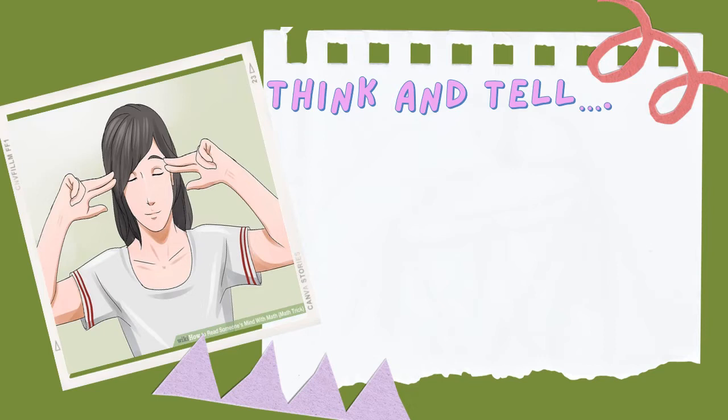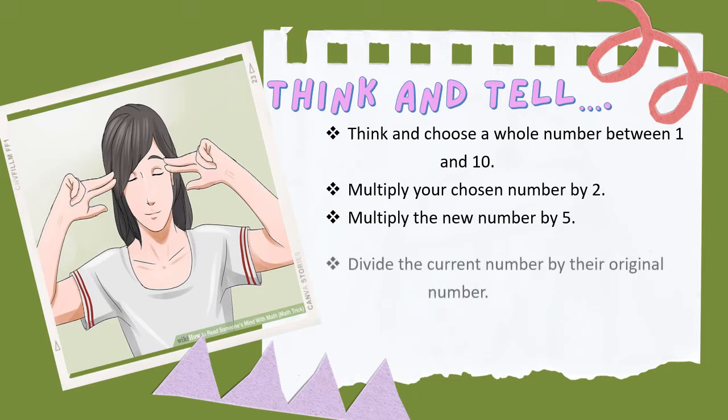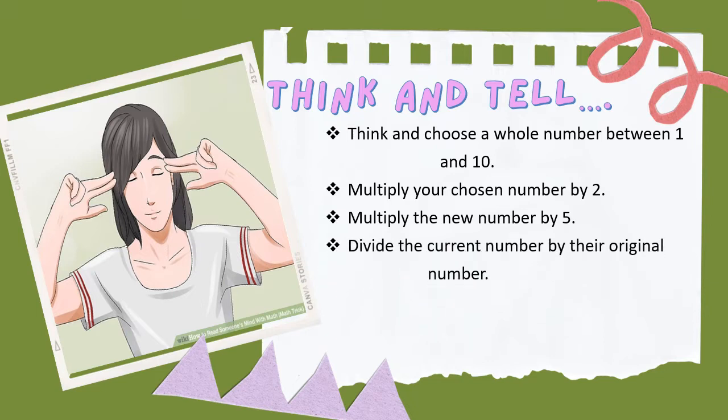Ayan, same instruction tayo. Follow these steps. Think and choose a whole number between 1 and 10. Again, ang choices nyo lang ay 2, 3, 4, 5, 6, 7, 8, and 9. Next step, kung ano yung napili ninyo, multiply your chosen number by 2. And then kung ano sagot dyan, multiply it by 5. And then kung ano yung sagot, i-divide ninyo kung ano yung napili ninyong number kanina. And last, kung ano yung sagot dyan, isubtract ninyo by 7.